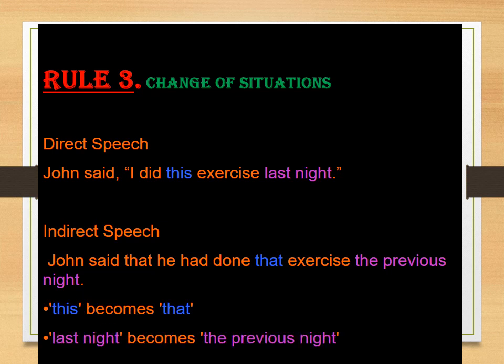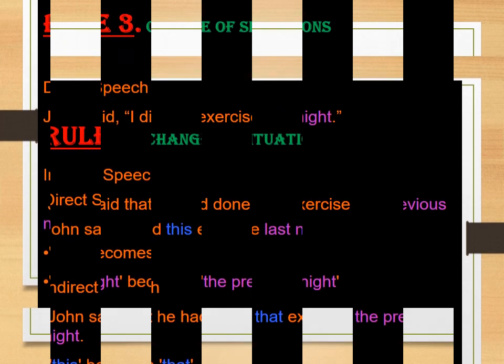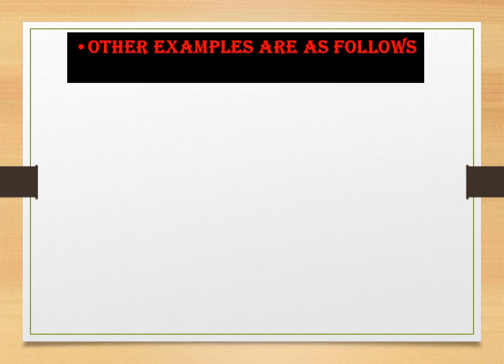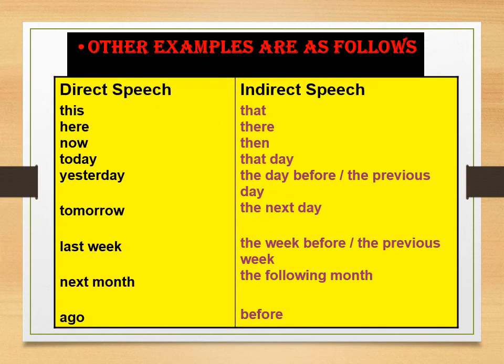Last night becomes previous night. So children, did you understand change of situation? Of course, I will give you a table now, which will help you to remember all the words and how they get changed. Now here, these are the other examples as I was telling you. Now look at the list. I've given you a whole lot of lists. This will help you remember how the words get changed from direct speech to indirect speech.